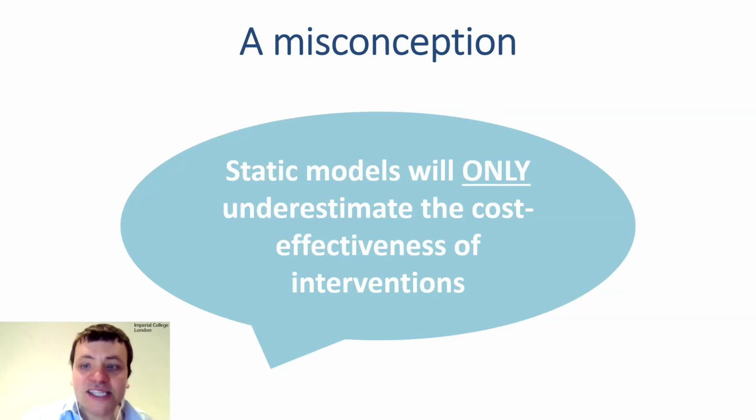There's a misconception that I've seen people make in here that static models will only underestimate the cost effectiveness of interventions compared to using a dynamic model, because they're not accounting for these indirect benefits. And although this can be true, it's not true in every situation. And I'm going to show this with an example.